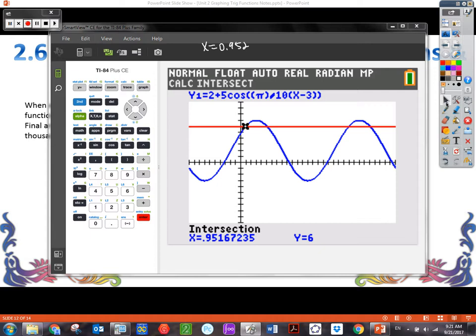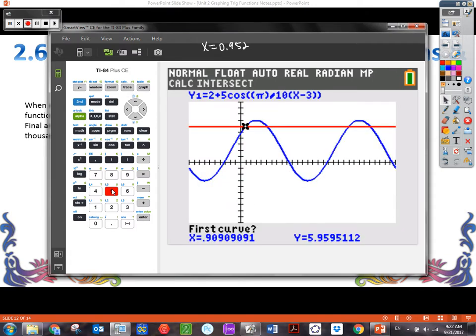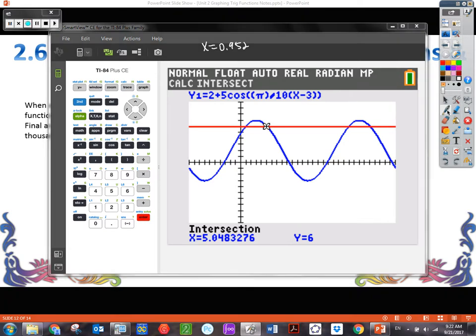We're always looking for at least 2, right? That's what we've learned on general solutions. We need at least 2. So let's do this again. Second calc, intersect, and I'm going to use the line, move over to that one, and then do enter, enter, and enter. And so my second one is x equals 5.048.